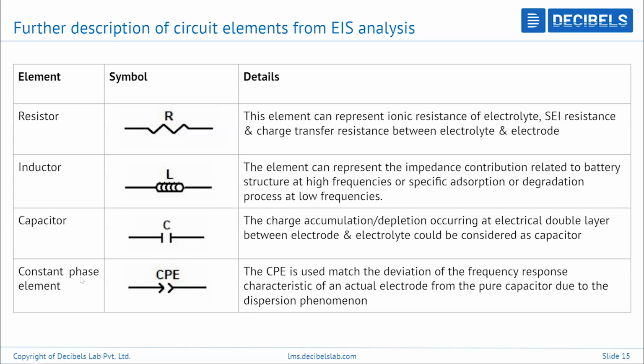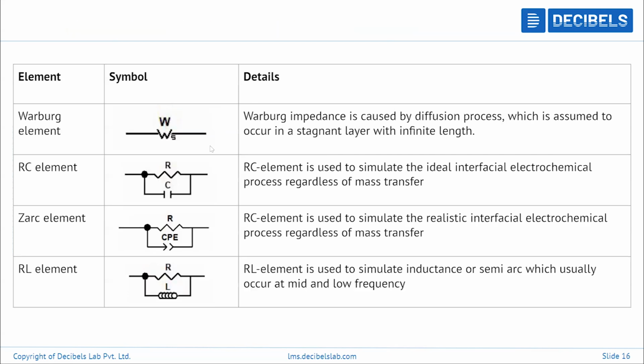Then the constant phase element, which we can represent with CPE as an annotation, is used to match the deviation of the frequency response characteristics of an actual electrode from a pure capacitor due to the dispersion phenomenon. So these are some of the elements used in a cell model, and they mimic your real-time cell behavior.